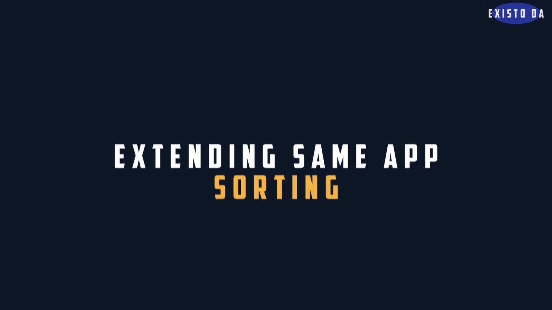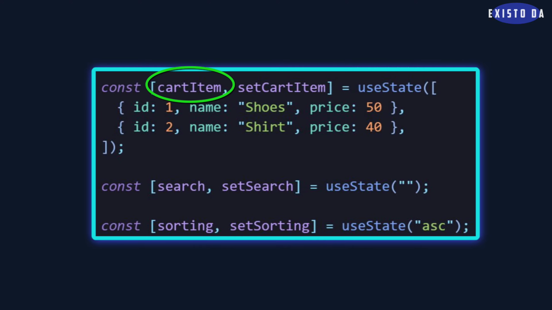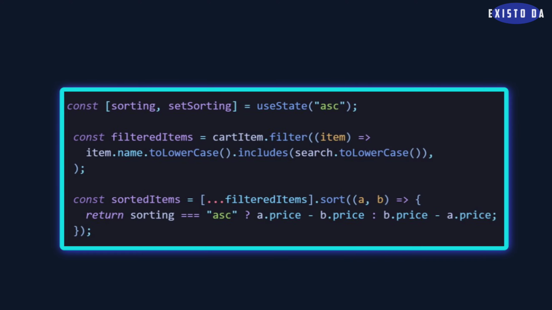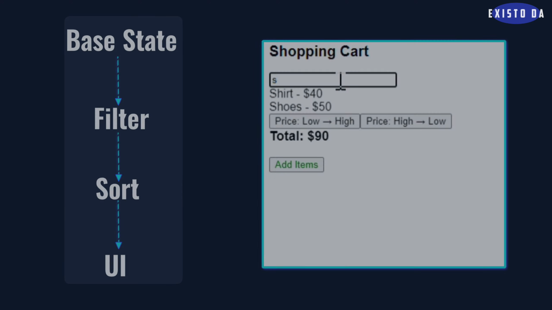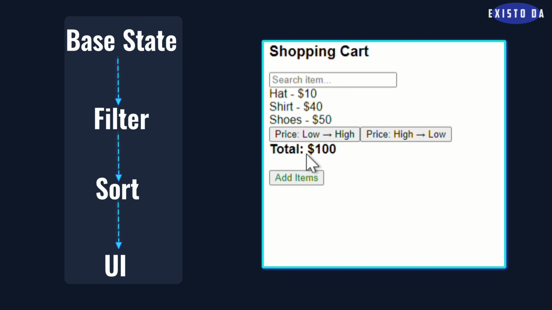Now we add sorting. Notice what we store: cart items, search, sort order. Everything else is derived. Think of it like a pipeline: cart to filter, filter to sort, sort to render.